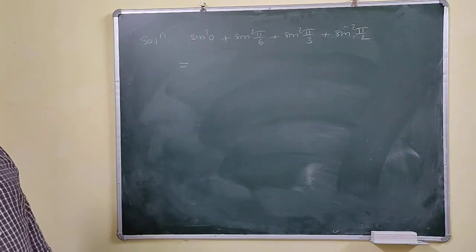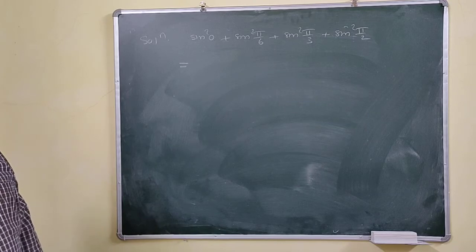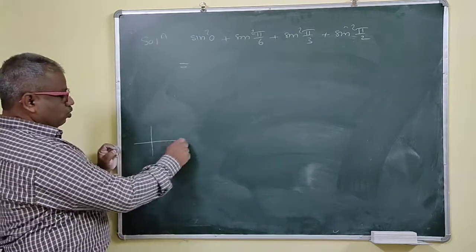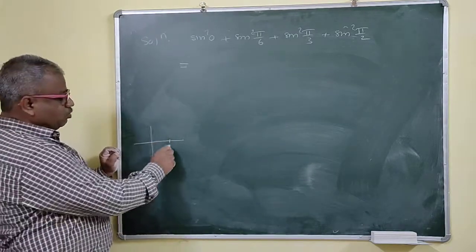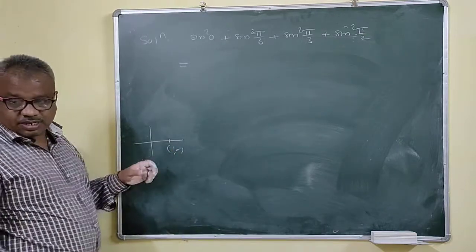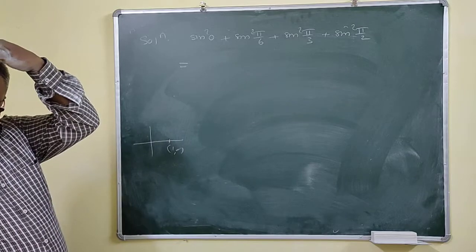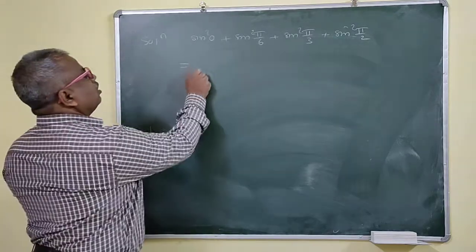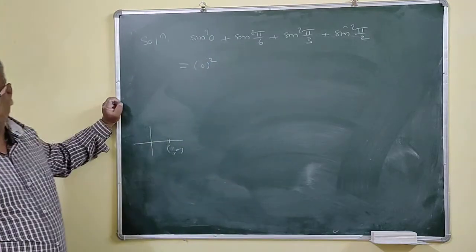This is sine square 0. It means what? Sine 0 and the square of that one, right? So sine 0 is what? So 0. Now see, 0 means you are here. The point is what? 1, 0. And the y coordinate is the value of the sine. So sine 0 is 0. If you don't remember, go to the axis. So this is 0 square now.